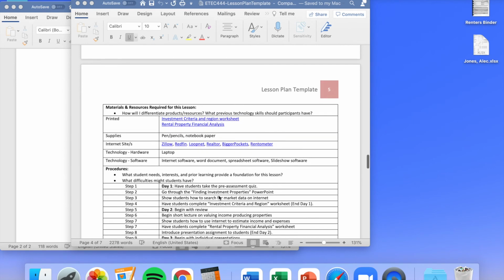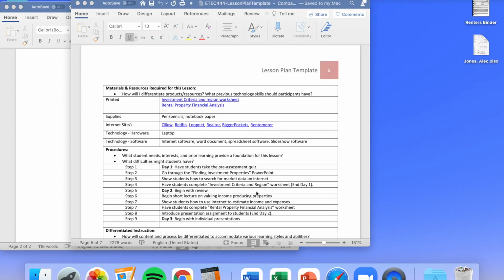So for the step-by-step procedure, on day one, students are going to come in and take their pre-assessment quiz. Then we will go through the Finding Investment Properties PowerPoint. Following that, I will show students how to surf the web to look for market data when looking for a region to invest in. Looking for trends on population growth and job growth are going to be two big things for that. Following that, students will complete the first worksheet we referenced earlier.